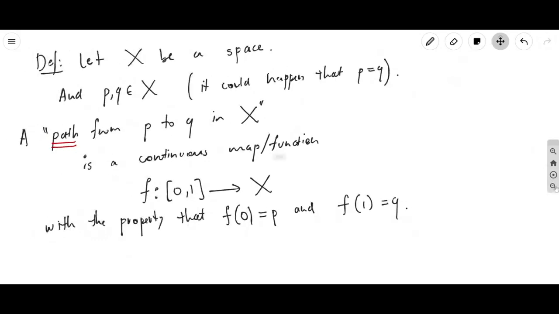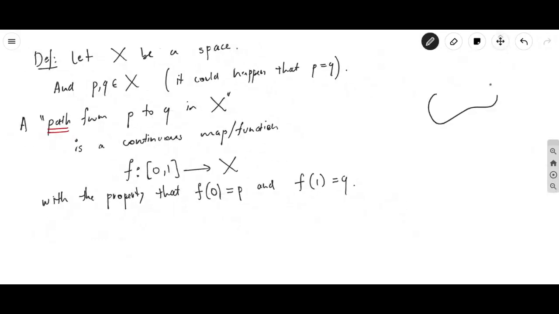So here's a nice picture of what's going on. This is X. You have 2 points, P and Q. And this is a mapping. So you're mapping the unit interval, a nice flat unit interval, using f. If you were to trace out the image of this, there'll be some kind of path that joins P and Q together. And of course, it can cross over itself. That's perfectly fine.